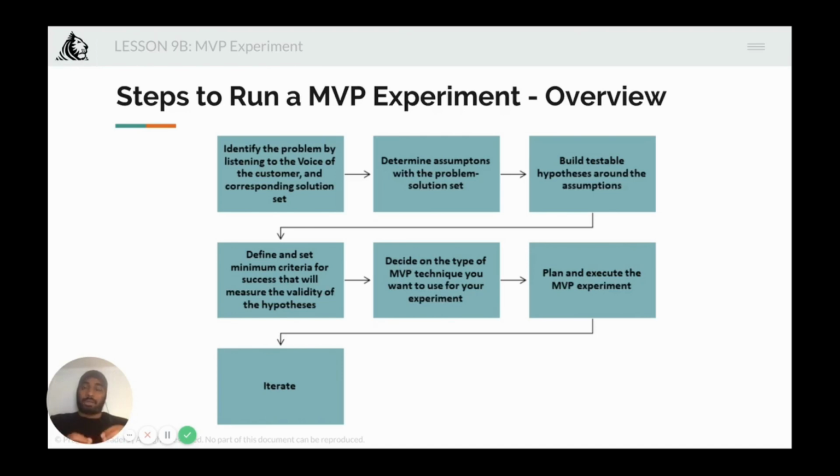And that is why having a step-by-step process, or at least a checklist on your whiteboard or on your notepad that you can refer back to again and again so that you know what you're doing, is very, very critical when you're running an MVP experiment.